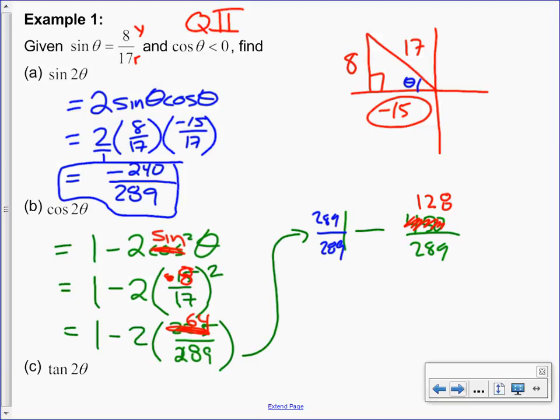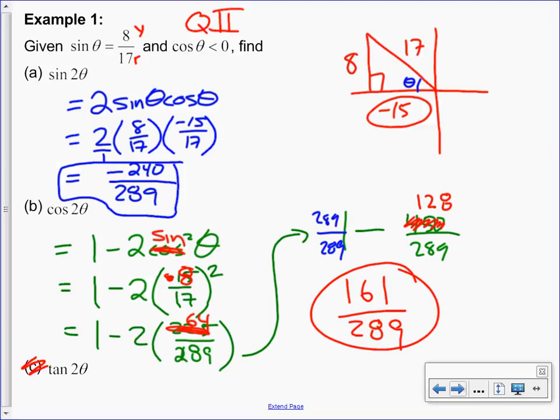So this should have been a sine right here, right? And then 8 squared is 64. 2 times 64 is 128. And then 289 minus 128 is 161. Okay, and on your notes I didn't put the tangent, so we're just going to hold on.